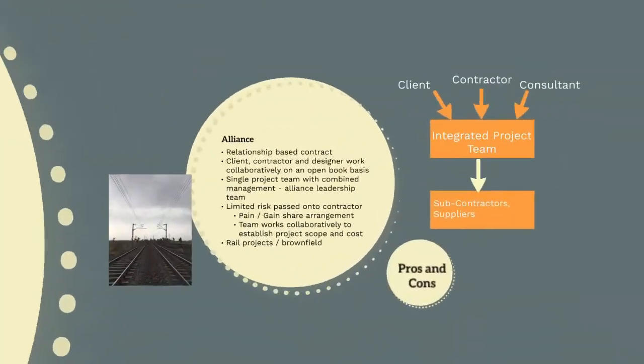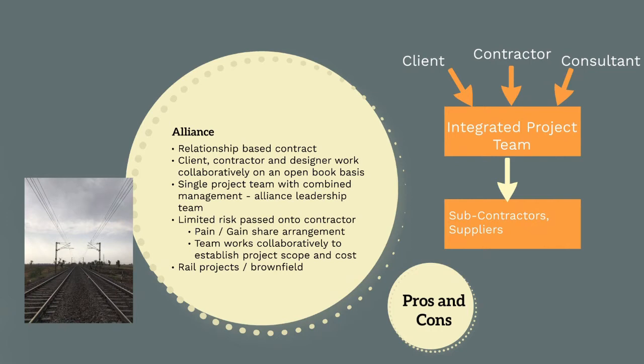The next model we'll look at is the alliance model. An alliance model is referred to as a relationship-based contract. The client, the contractor, and the designer work collaboratively on an open book basis to complete the project. They form an integrated project team from which they engage the subcontractors and suppliers necessary to complete the project.